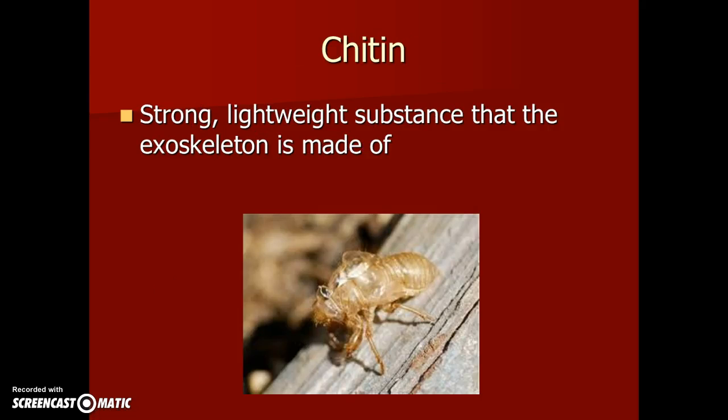Chitin is what they're made of. The exoskeleton is made of chitin, strong, lightweight substance. And here is just an exoskeleton of a cicada. Those buzzing noises that you hear on a hot summer day, that's a cicada.